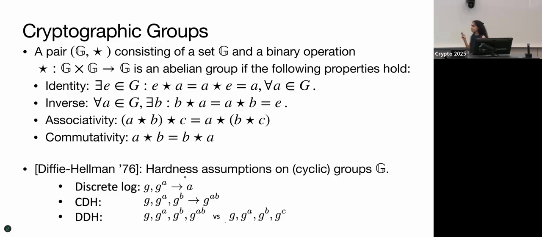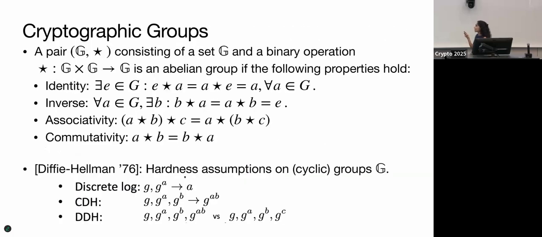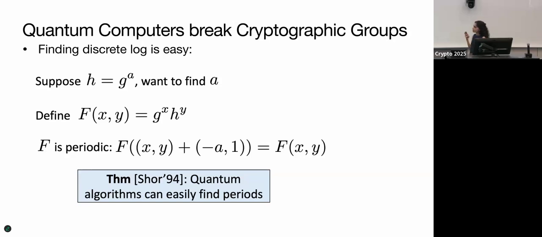Now, if we want to switch to post-quantum cryptography, which is cryptography that is secure against quantum adversaries, we cannot use this discrete log assumption on groups. That's because quantum computers break cryptographic groups, since finding discrete log is easy. You can do this with Shor's algorithm.